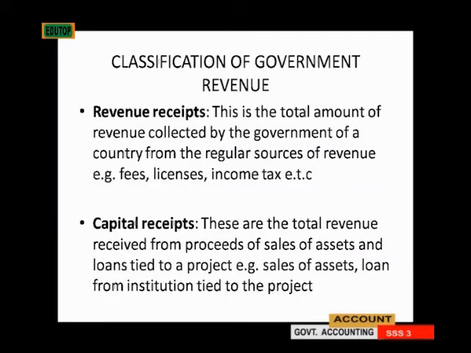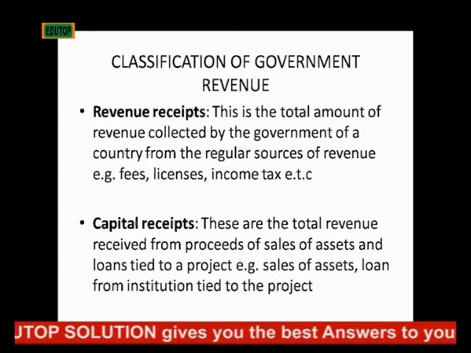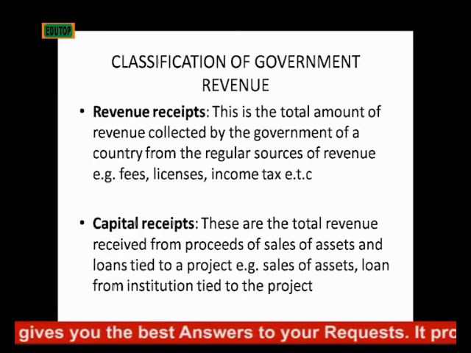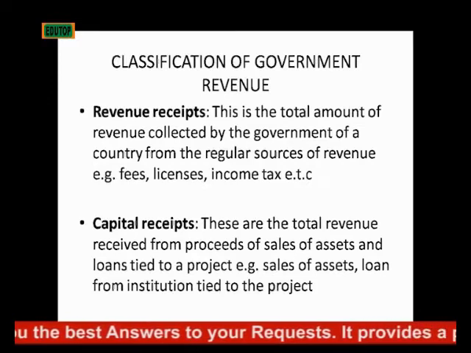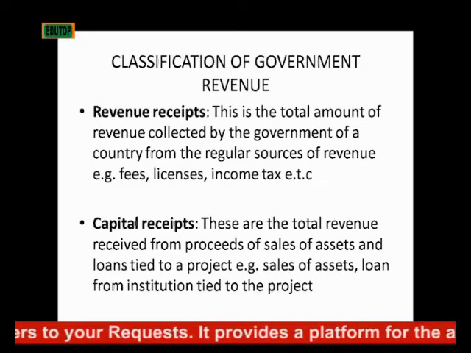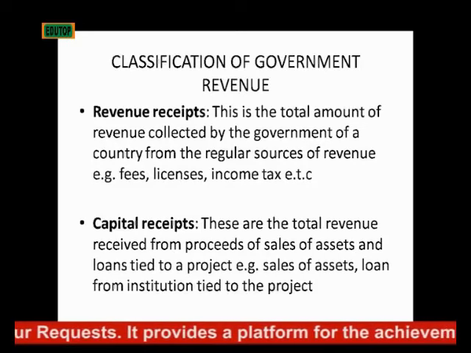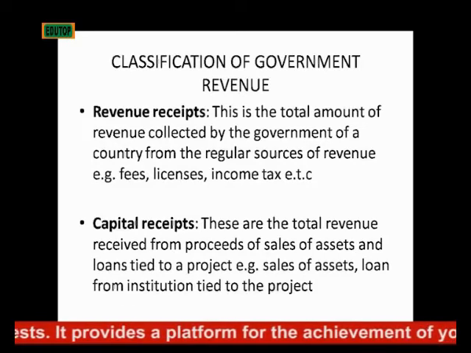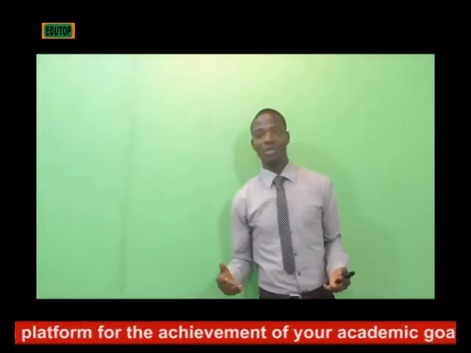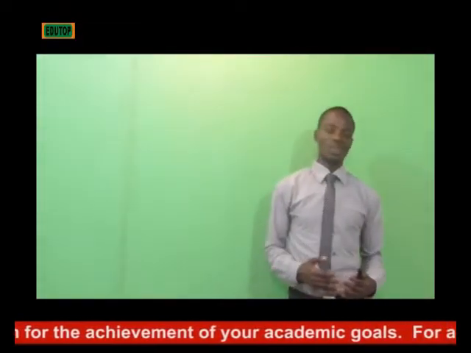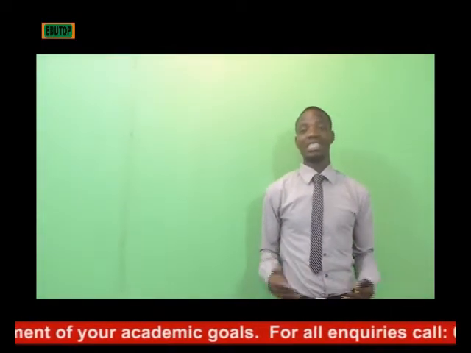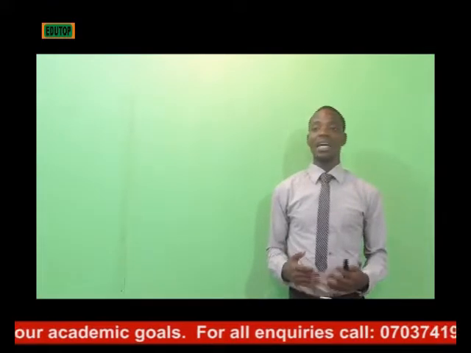These are the total revenue received from proceeds of sale of assets and loans tied to a project. And there we see sales of government assets, then loans from institutions tied to the project. When government wants to embark on a capital project, they source for a long-term loan. So that loan is a revenue to government, which is classified under capital receipt.